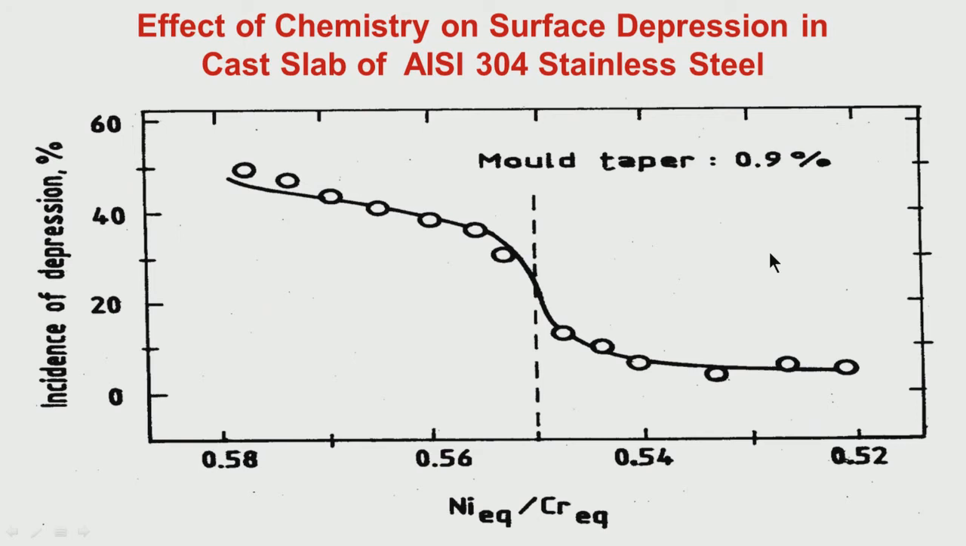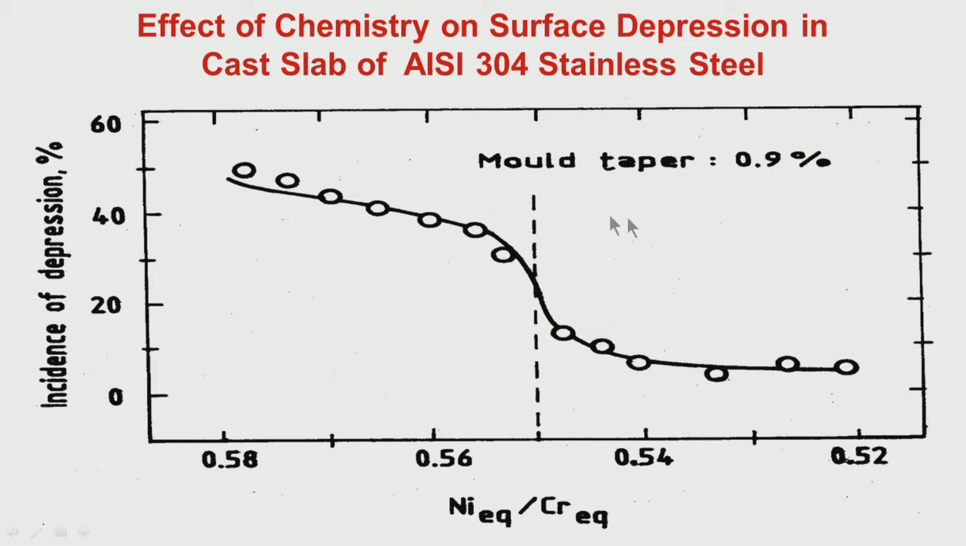In normal 304, what is being used? The nickel equivalent by chromium equivalent is roughly in the area of 0.57, or say 0.56 to 0.58. This is the normal chemistry range of 304. So what is happening? As I have told you, since it is near the peritectic zone, slightly more than the peritectic chemistry, you have a lot of incidence of depression formation, maybe around 40% depression.